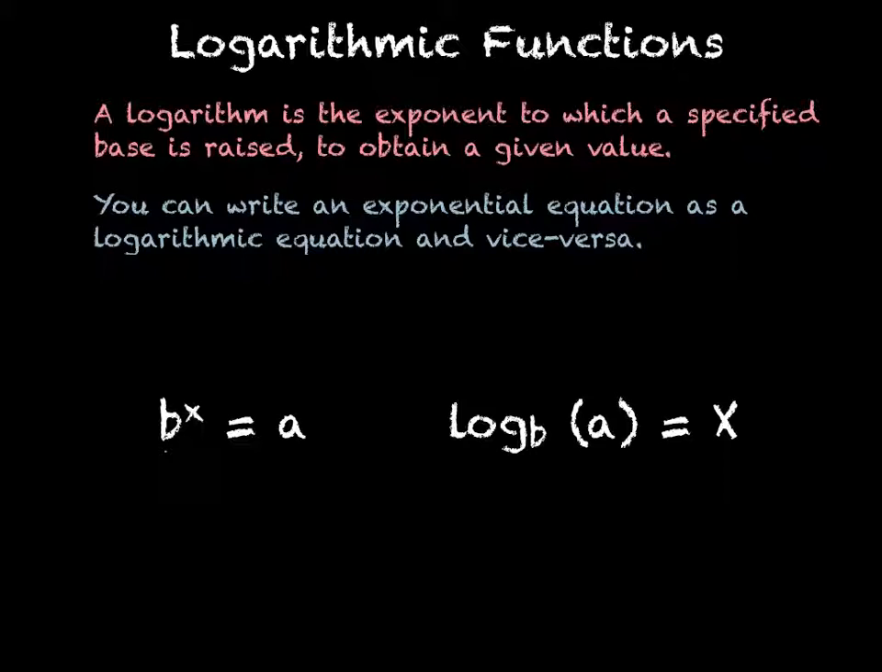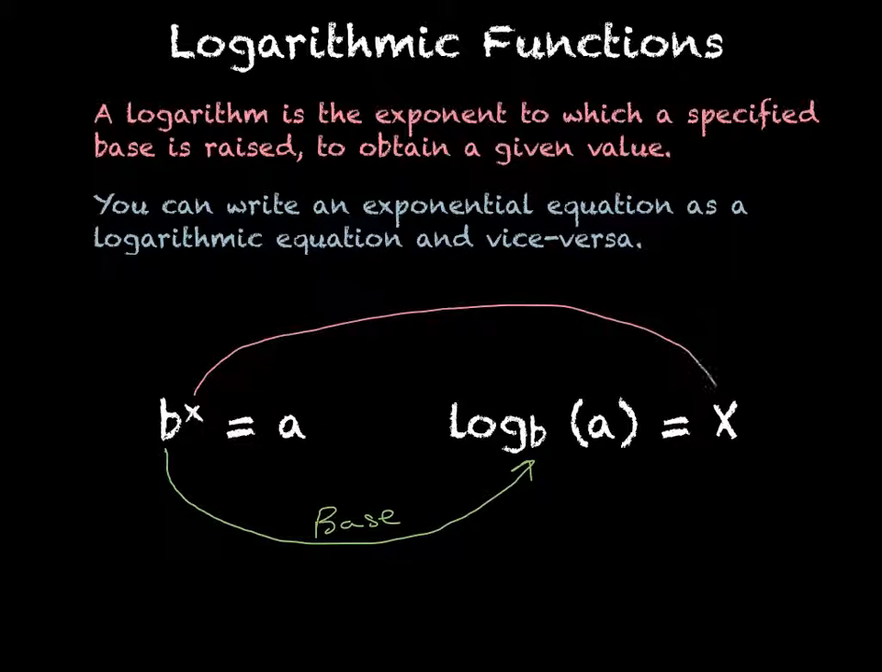If we have an exponential equation, b to the x power equals a, then our b is what we call our base, and it goes to the base of the logarithm. The x in our exponential function is our exponent. The x is going to go to the answer of our logarithmic function. So the exponent is going to go to the answer.